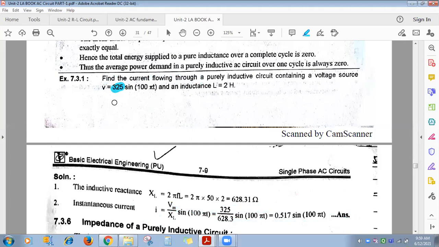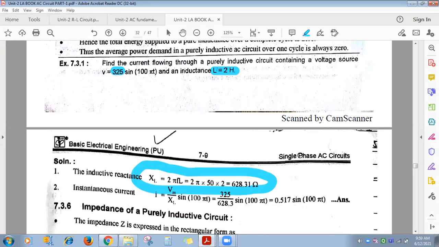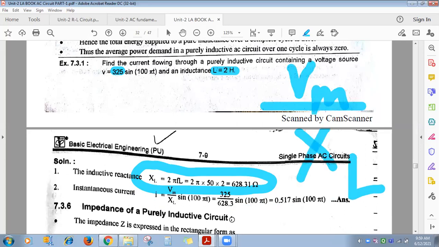So VM, you know, here is 325. L is given to you, 2 Henry. Using that, can you calculate XL? Yes, 2 pi FL, that is 628.31 ohm. So what will be VM by XL? IM. So you will get 0.517. Once you get IM, you can calculate IRMS, IM divided by √2.